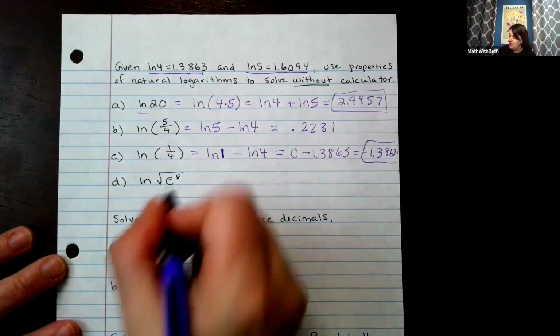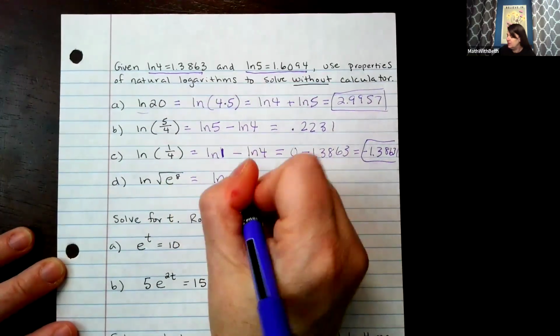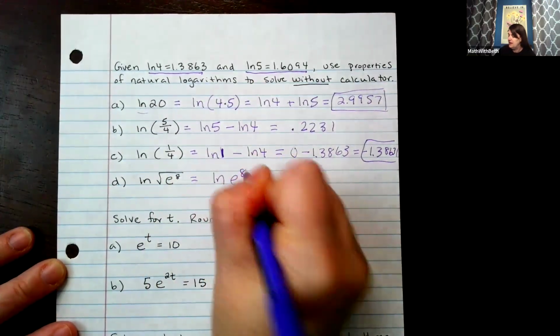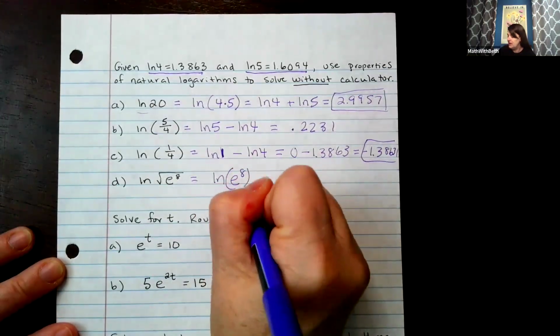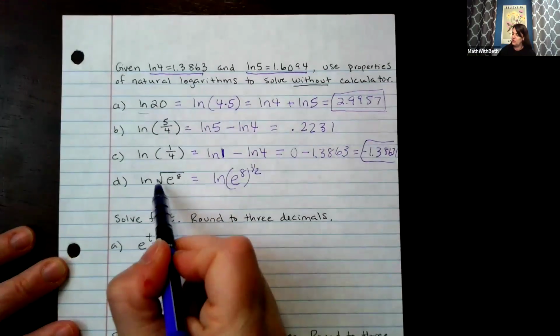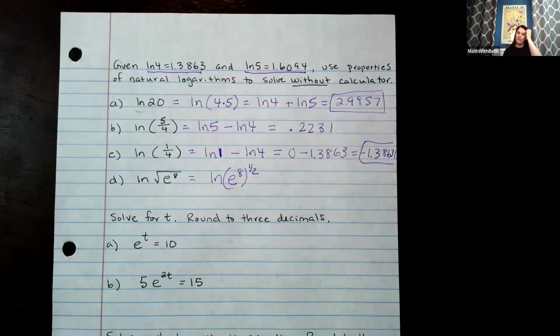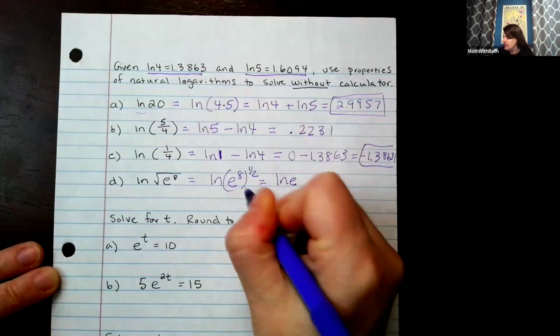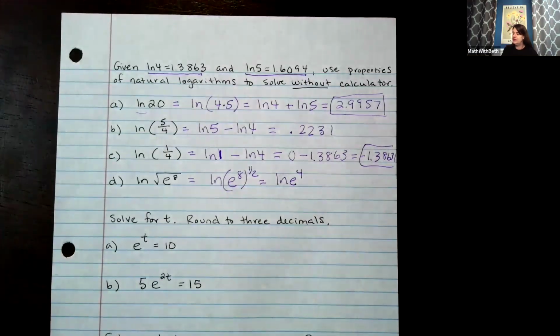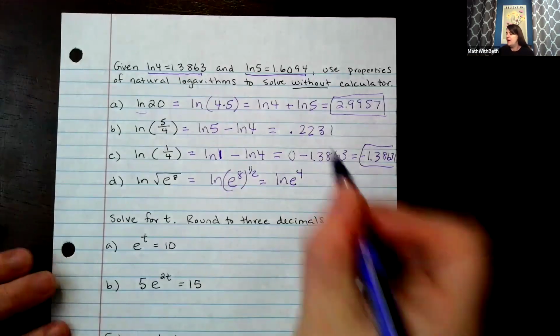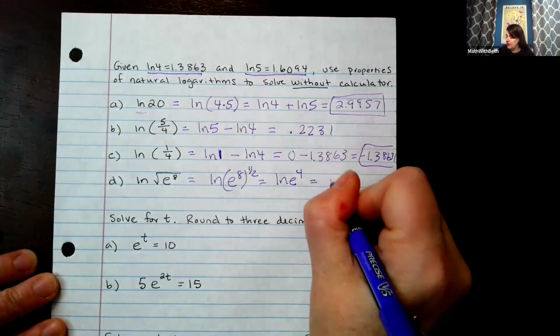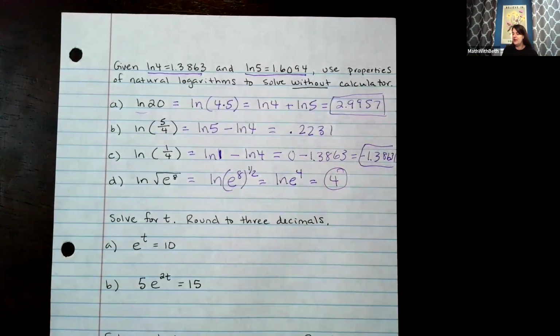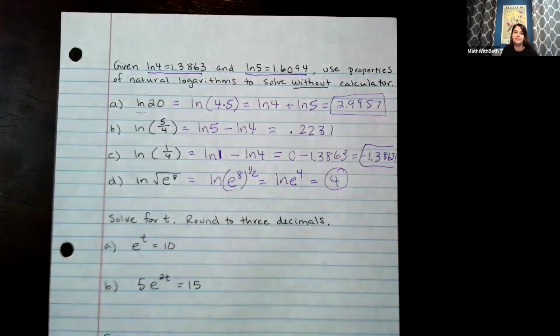And finally, this one is the same as e to the 8th raised to the 1/2, because that's what square roots are, the same as 1/2 powers. So with rules of exponents, I could rewrite that as ln e to the 4th, because we can multiply the 8 and the 1/2. And now, since ln and e basically wipe each other out, the final answer for this one would be 4. So I don't even need any of these properties up here.